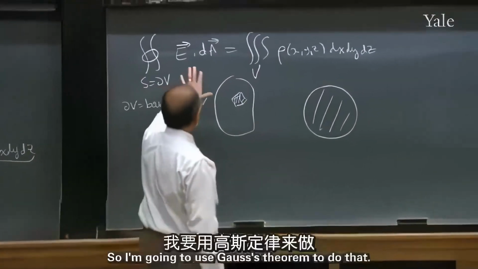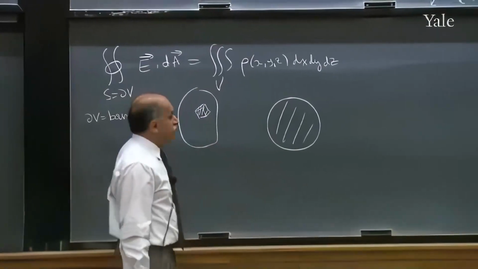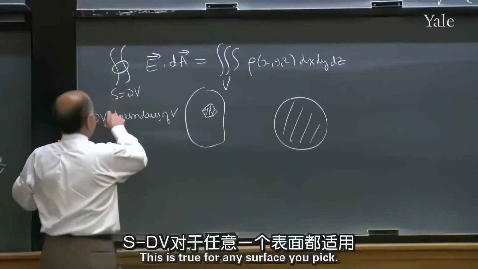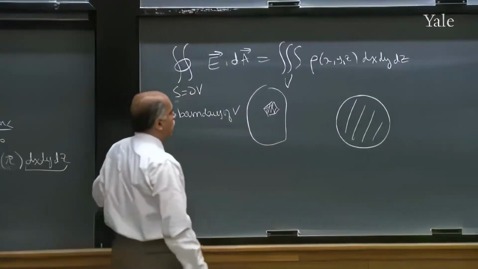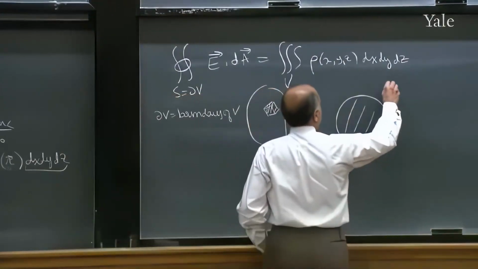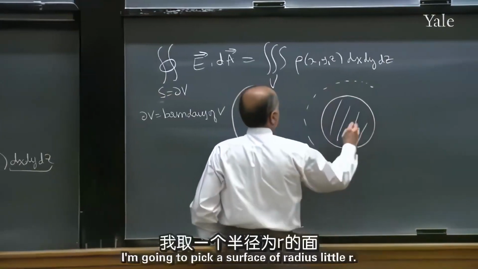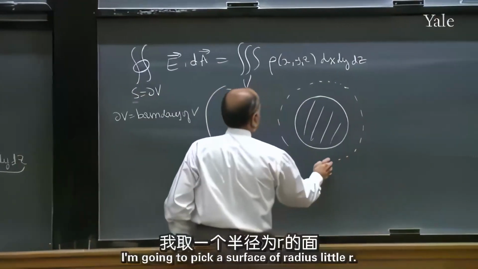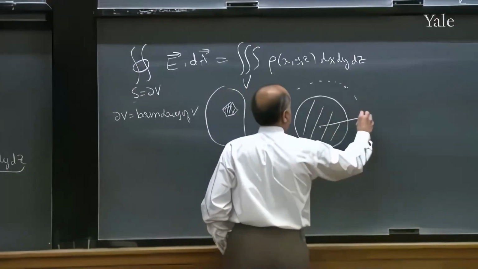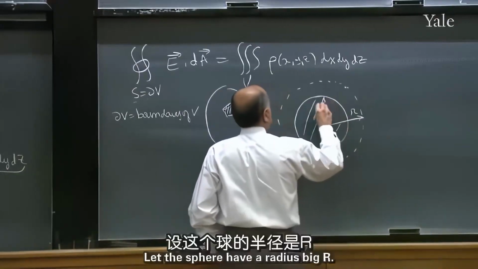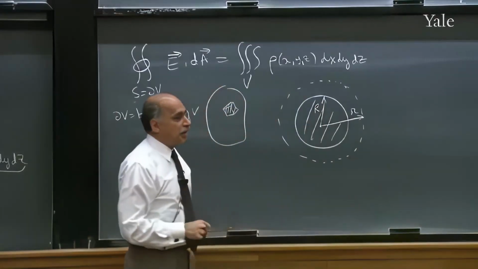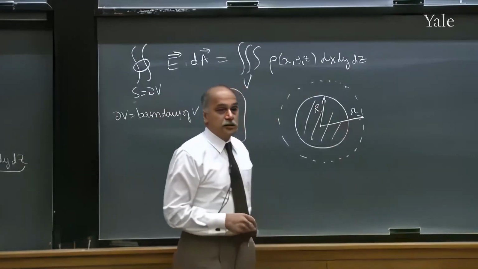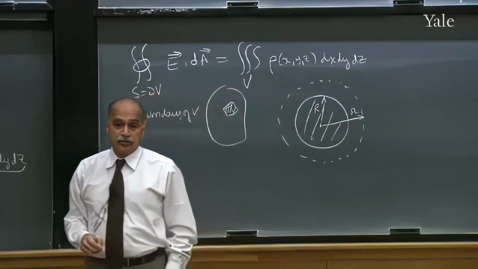So I'm going to use Gauss's theorem to do that. This is true for any surface you pick. Doesn't matter what surface you pick. So if I want to find the electric field here, I'm going to pick a surface of radius little r. Let the sphere have a radius big R. I want to find the field here. And I'm going to use Gauss's law.